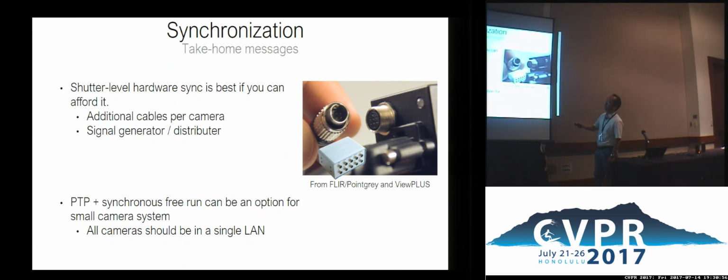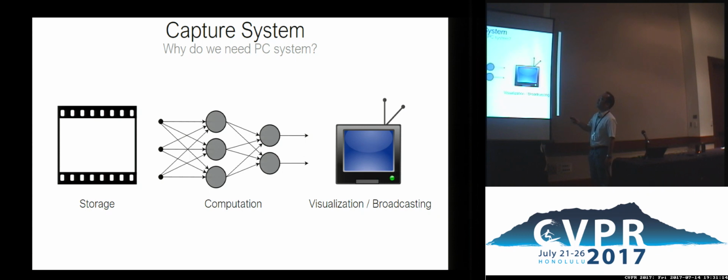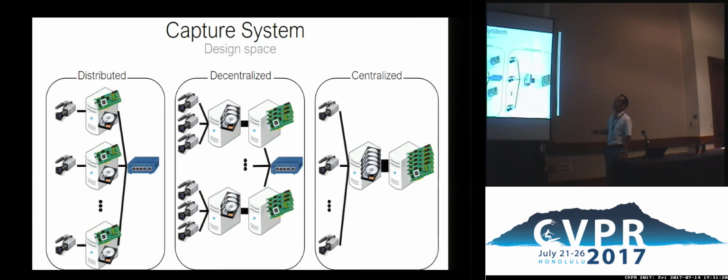In the message on synchronization, I would like to say that shutter level synchronization is best. And if you are designing, for example, multiple camera systems with 16 or a small number of cameras, maybe PTP would be better, or a simple solution, in fact. And for the capture system, we use capture system PCs for storage, computation, and also visualization or broadcasting.